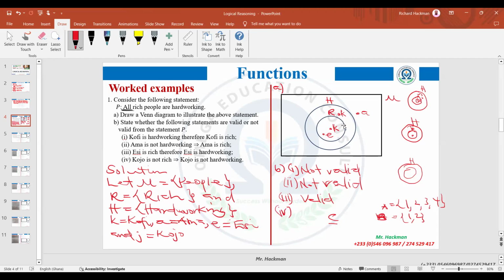And Kojo is J. Do you agree? If you are not rich, then it means you are not inside the circle, you are outside, because the circle inside is for the rich. You get it? So if you are outside, is this the only region that will tell us that you are outside R? No. You can see that you can also be here. You are still outside R.